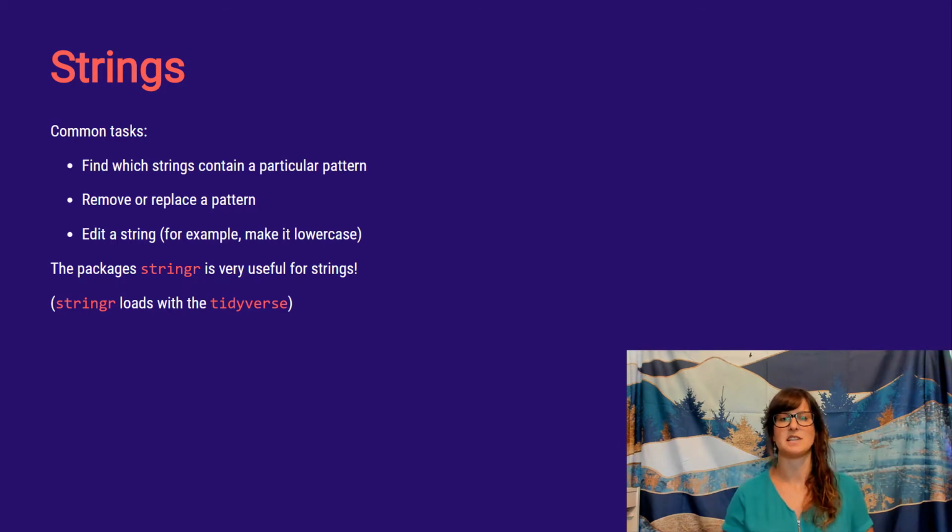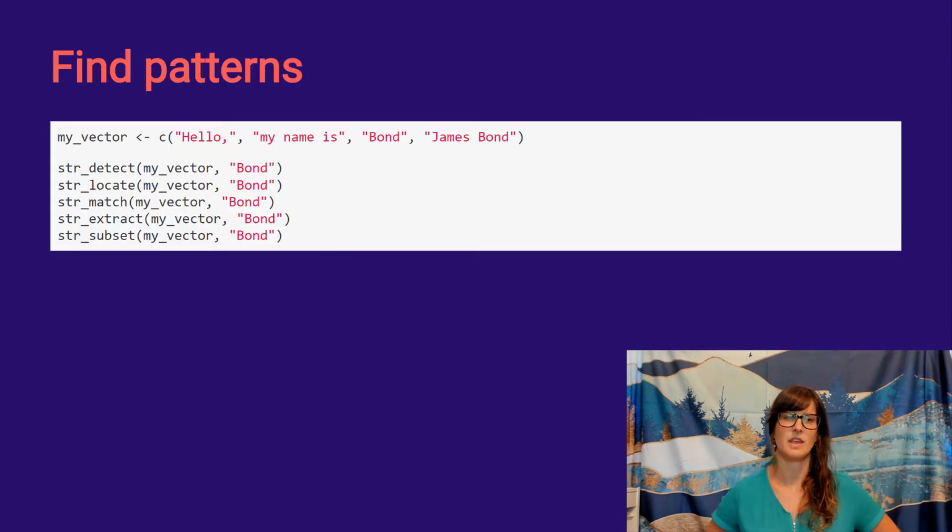So we'll use this package stringr. It installs and it loads with the tidyverse, so you don't have to do anything, you already have it. And let's see how some of these functions work. Now I said that you might want to find patterns. So let's consider this vector, which is hello, my name is Bond, James Bond. We might want to do something with this pattern Bond, which we can see appears twice in this vector. It appears in the fourth element and in the fifth element.